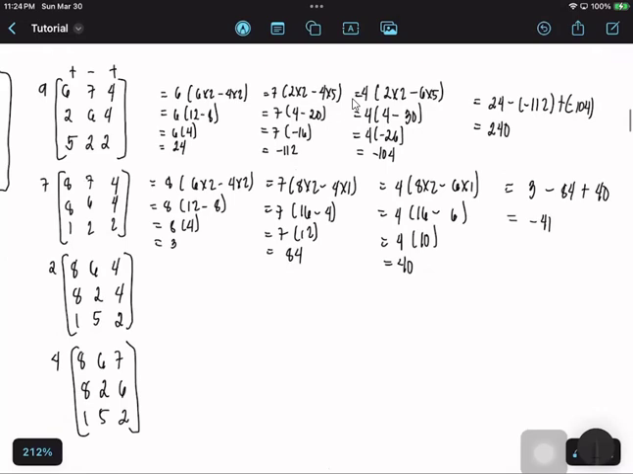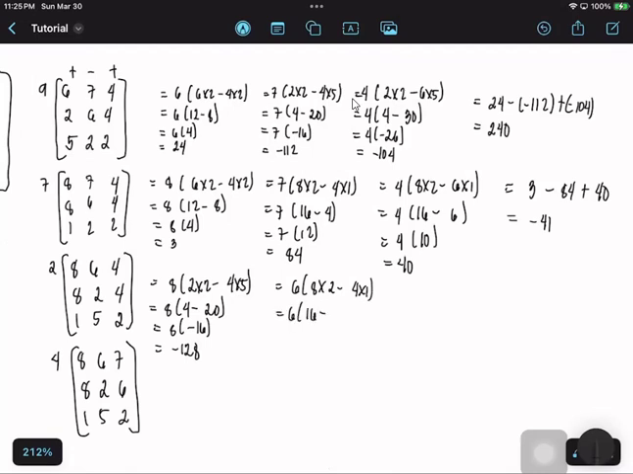Okay, so for this one right now, for the next cofactor, it will become 2 times 2 minus 4 times 5, then 4 minus 20, so it will become negative 16, then times this by the 8 will become negative 128. And afterwards for that, getting the cofactor for 6 will become 8 times 2 minus 4 times 1, and it will become 16 minus 4. So it will become 12 times 6.